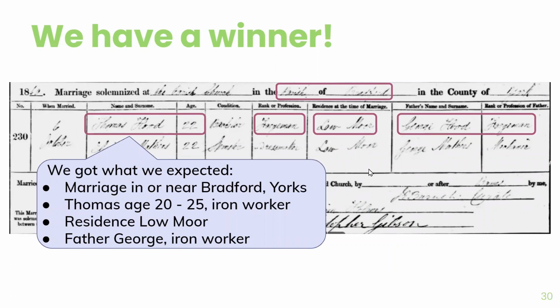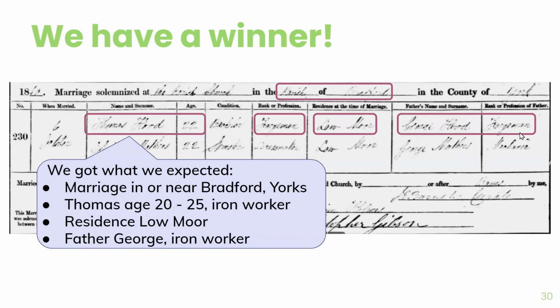Since this is a little hard to read, I'll go through it. This does say Bradford. So they got married in the parish of Bradford. We've got Thomas Hood. He's age 22, so he falls in the right age. He's a forgeman, so he's still working at an ironworks business. And his residence is Lowmore. His dad is George Hood, and dear George is a forgeman.